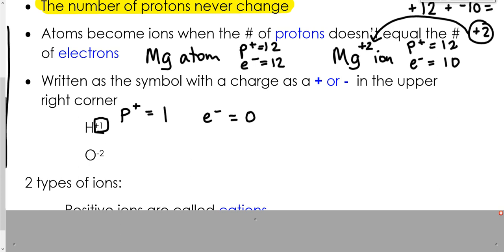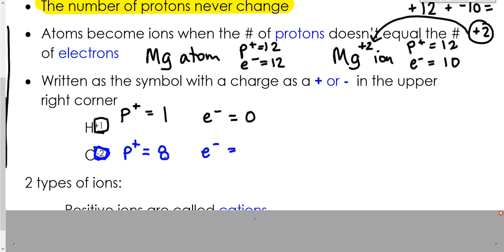Okay, let's look at the oxygen here with a -2 charge. Let me circle it. My protons for oxygen, if you look on your periodic table, it's always 8. However, my electrons here, it's a negative, so I'm gaining electrons. What I like to do is look at the number that I just circled here in blue, as a -2 means I have 2 more negatives than I do of my positives.